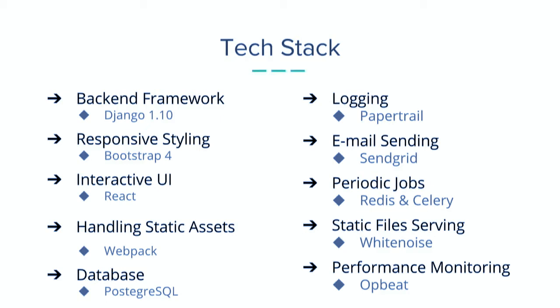Like Pydanny, we also use Django 1.10 and Bootstrap 4. We also use React and Webpack. And we chose these tools because they were well-established tools. React is an open source project from Facebook. It's used by Facebook, Twitter, Pinterest, Airbnb. Papertrail, which we use for logging, is used by GitHub.